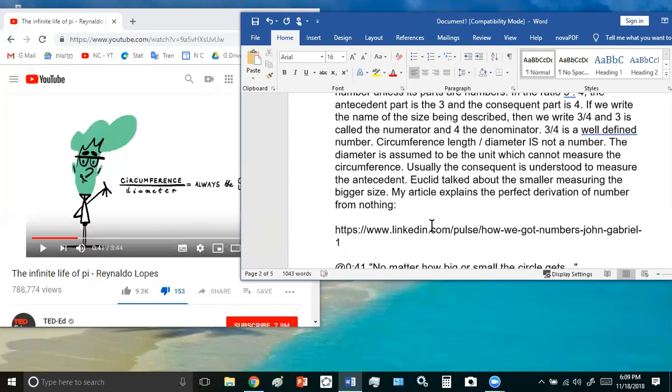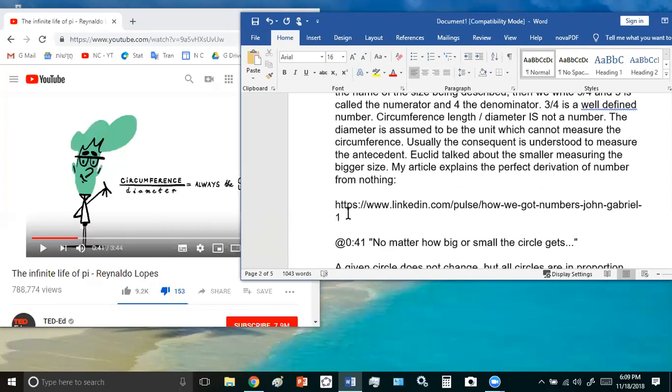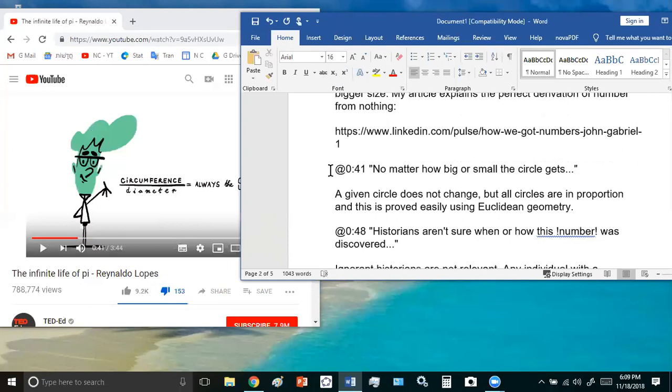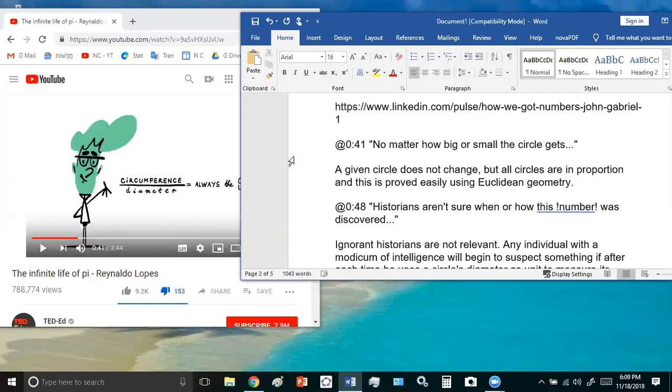My article, that you can see the link here on LinkedIn, or you just type how we got numbers, explains to you the perfect derivation of number from nothing, okay, and what it means, in fact, to be a number.